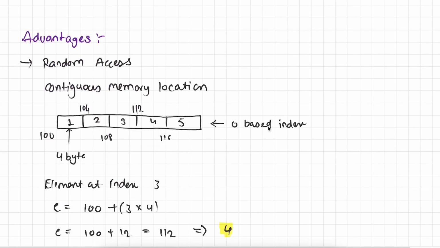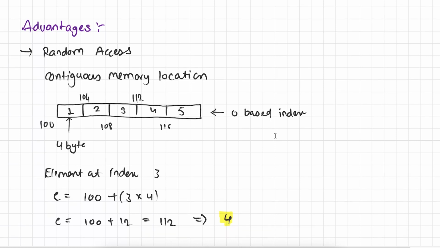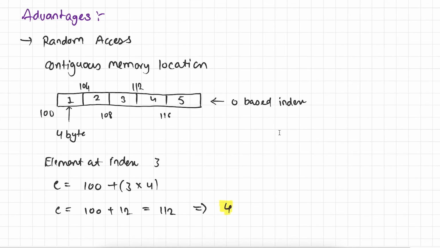Now let's move on to the next section where we discuss the advantages we get while using ArrayList. The first advantage of ArrayList is random access. What does random access mean? Let's see. As we know, in ArrayList all the elements are stored in contiguous memory locations.